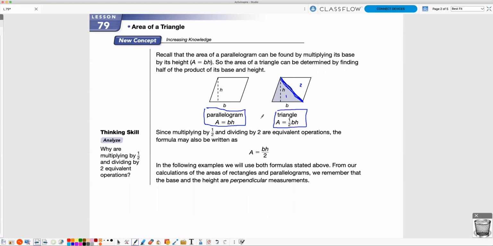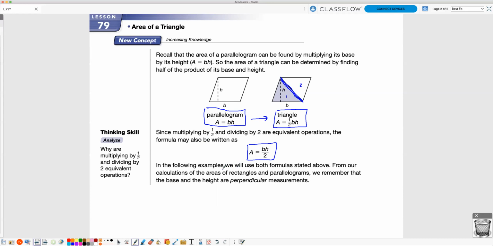So the area of a triangle is very similar to the area of a parallelogram. It's 1/2 of the base times the height, which is what the parallelogram's area is. Since multiplying by 1/2 and dividing by 2 are equivalent operations, the formula may also be written as area equals base times height divided by 2, if you wish to do it that way. In the following examples, we'll use both formulas stated above.